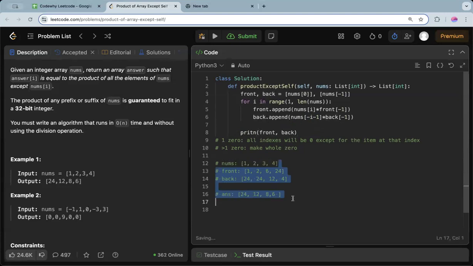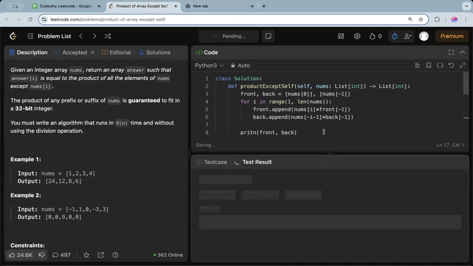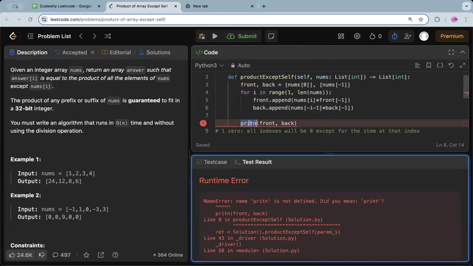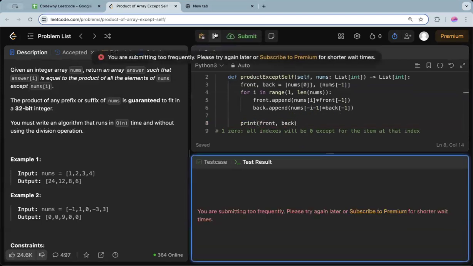I'll just comment these out. My bad. Okay.